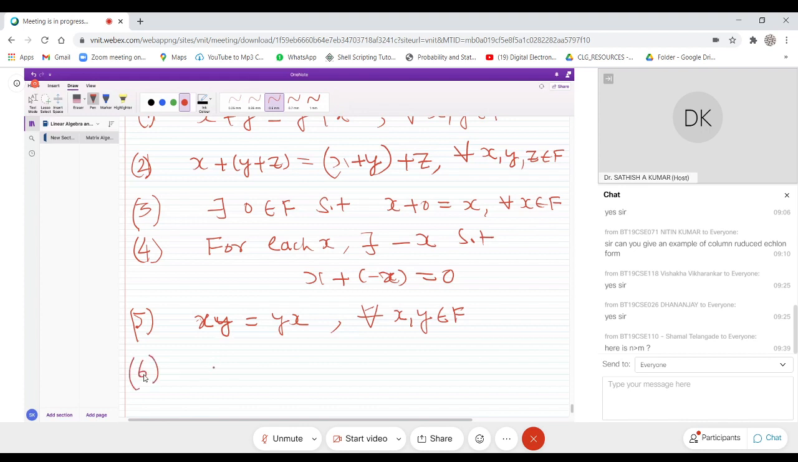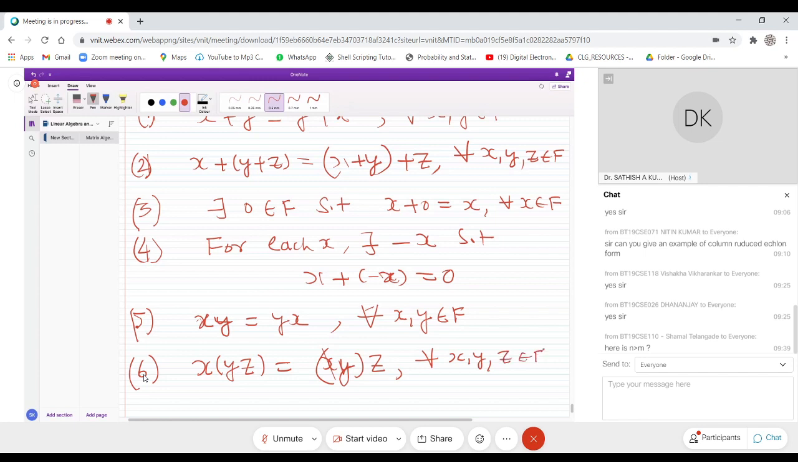Okay, and similarly x into yz will be same as xy into z. Okay, x into yz will be same as xy into z. So this is once again true for all values of x, y, z in F.